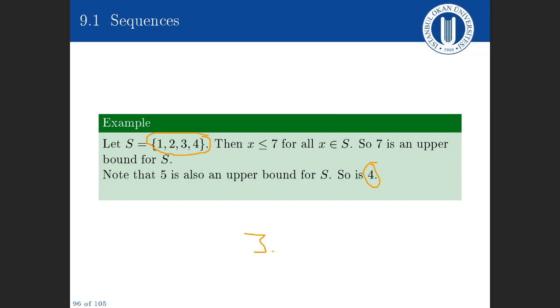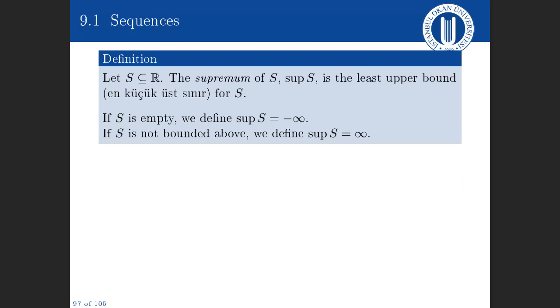But 3.9999 is not an upper bound for the set S because, of course, 4 is bigger than 3.9999. So 4 is, in fact, the least upper bound for S. Let's make this more precise. This is called the supremum of S, and we write this as sup S. This is the least upper bound for the set S. If S is the empty set, we write that the supremum of S is minus infinity. If S is not bounded above, then we define the supremum of S to be infinity.